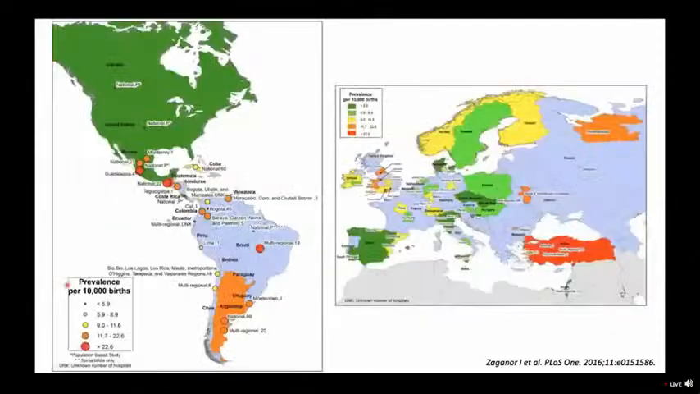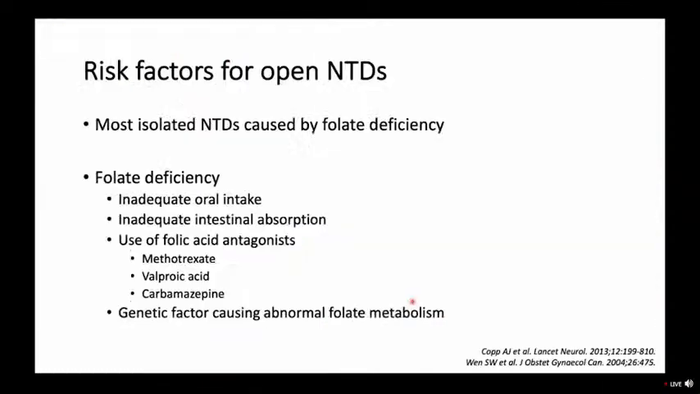Why do I show you this? Really just to say, we take care of patients from all over the world. Maybe you're taking care of a patient from Ankara in Turkey. That baby has a higher chance of spina bifida simply by the nature of where that patient's from, primarily due to the diet of patients and how much folic acid they're taking. Most isolated NTDs or neural tube defects are related to folate deficiency.